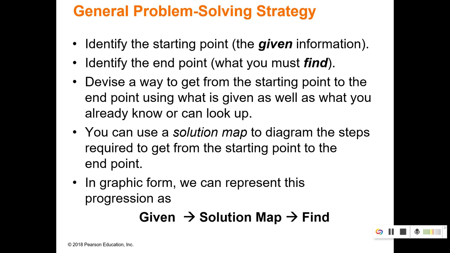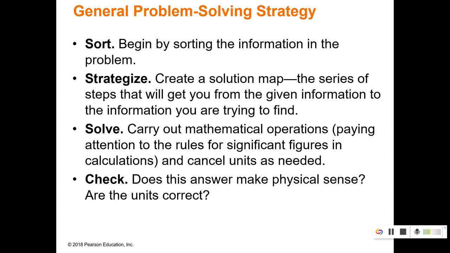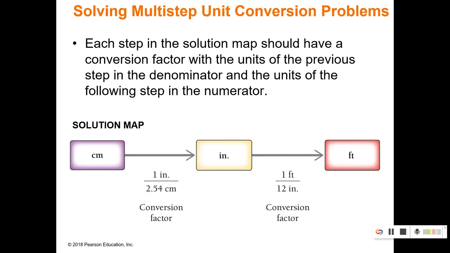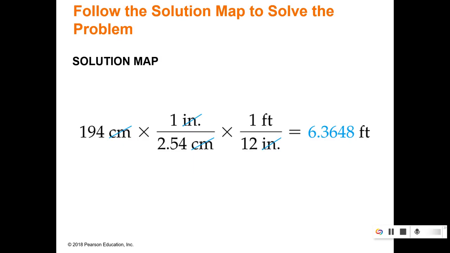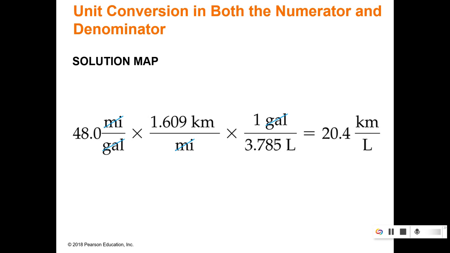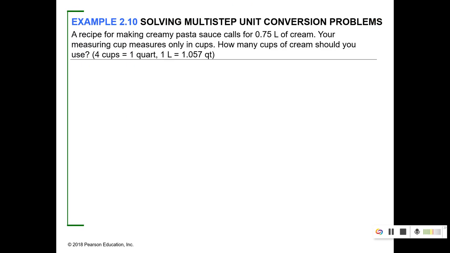Okay, now we're going to do some that have more steps, but just a couple for now. So notice in this solution map, they're going from centimeters to feet. So we've got 2 steps. Before, they were just the 1 step. So let's look at one. Here we've got 194 centimeters to feet. We have to go through inches because that's what we know. You can't just jump to feet.